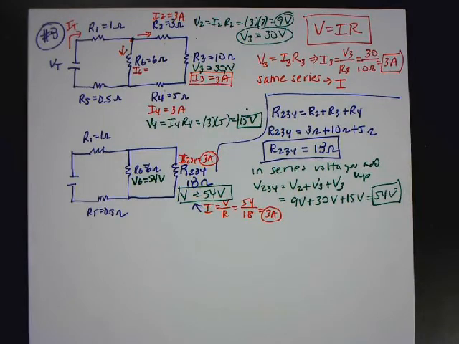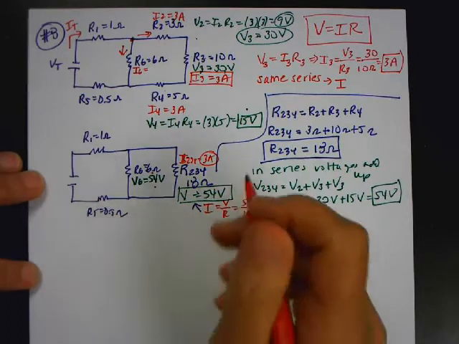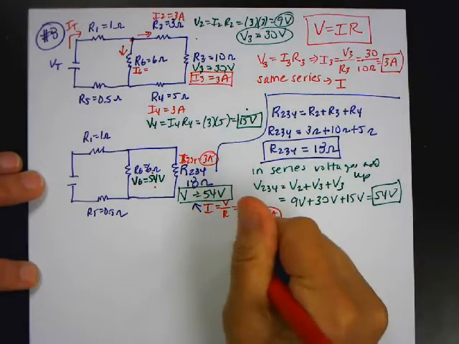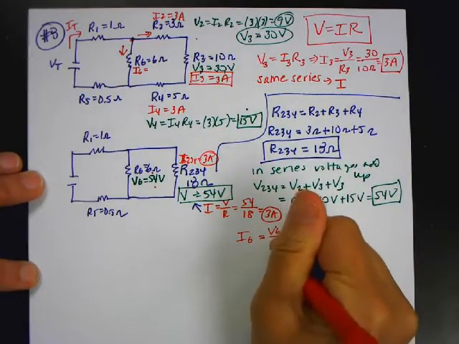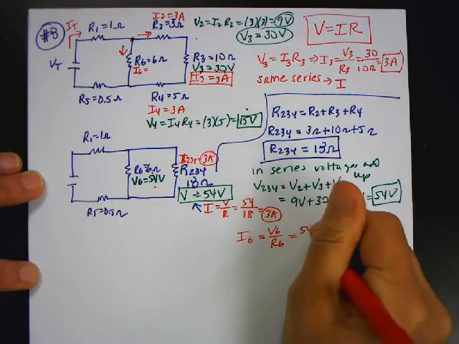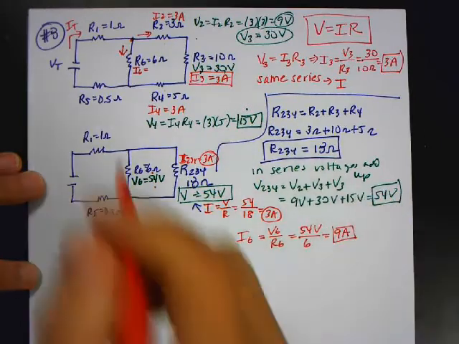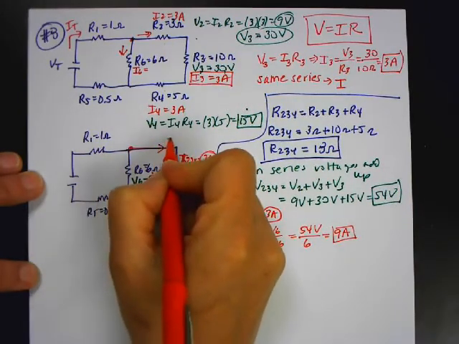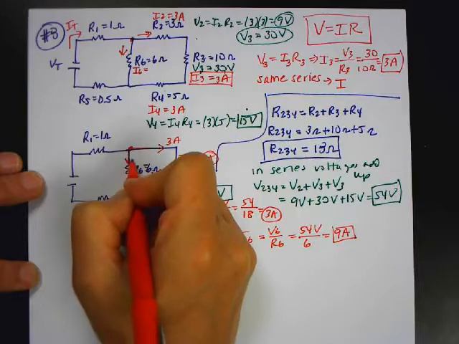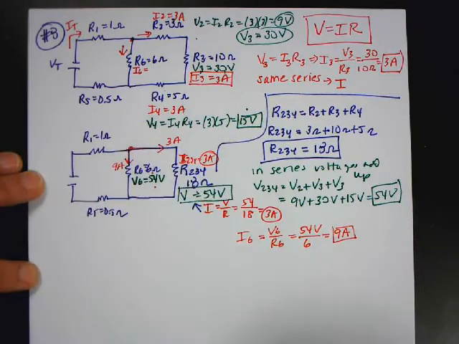Now, there's more than one way to do this. I can just keep going and finding the equivalent resistors. Or at this point, if I know the voltage and the resistance, can I find the current there? I can. If I want, I can say that I6 is equal to V6 over R6. So 54 divided by 6 would be 9 amps. Now I already know the current going here is 3 amps and the current going down here is 9 amps.